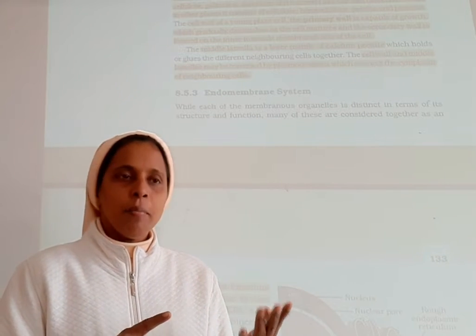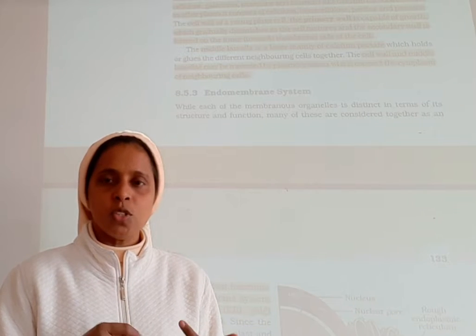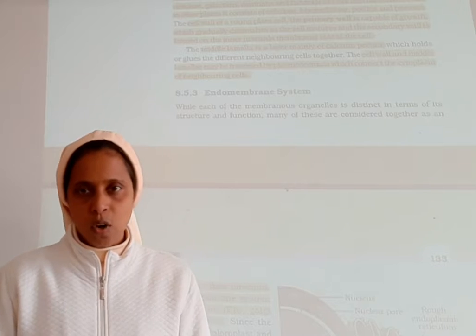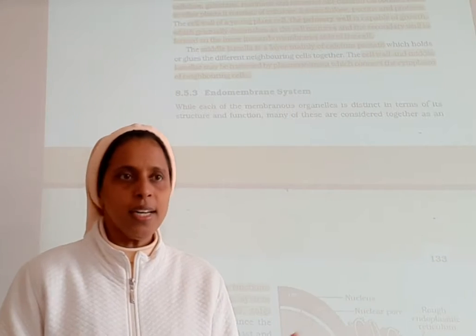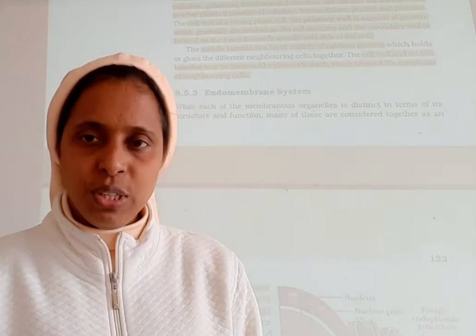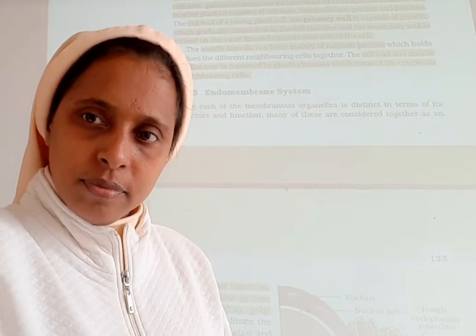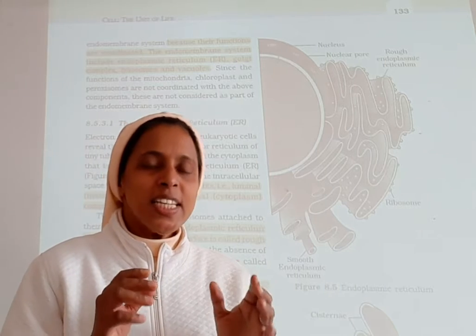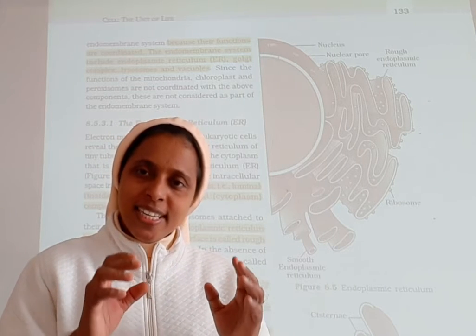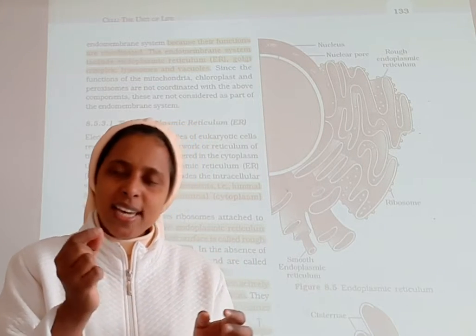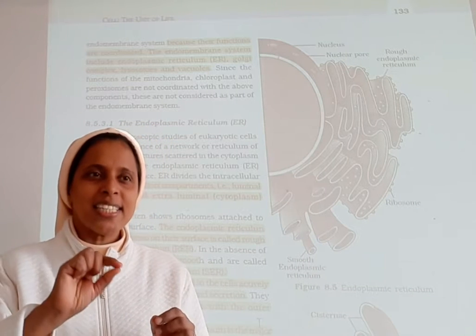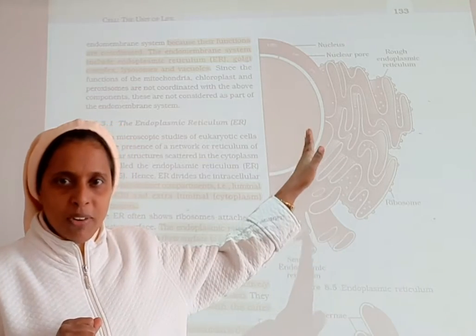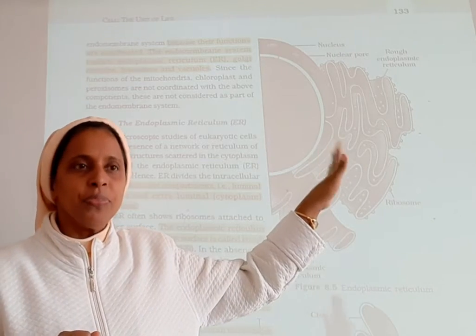Why are the mitochondria, chloroplast, and peroxisomes not included in this one? Because they are not coordinating components. That's why they are not included in the endomembranous system. Next, moving towards the endoplasmic reticulum. What is endoplasmic reticulum? It is a network of reticulum and tiny tubular structures scattered in the cytoplasm, termed endoplasmic reticulum. You can see here the image of the endoplasmic reticulum.